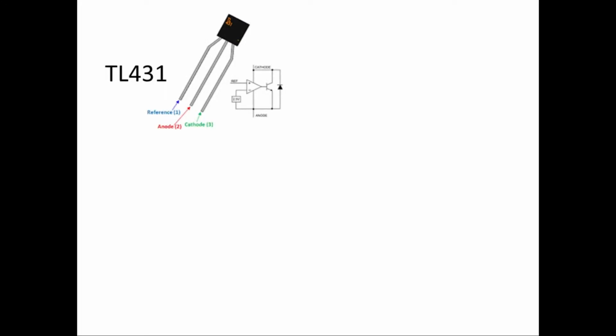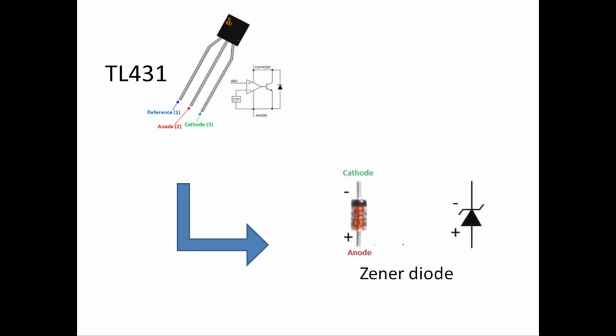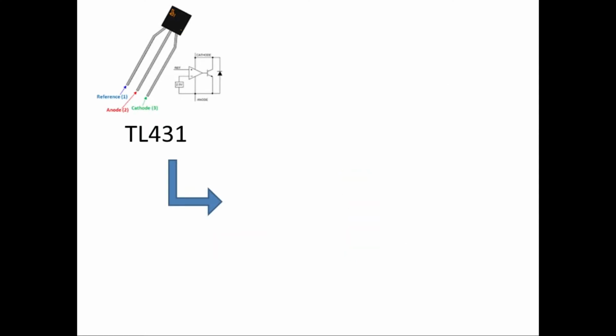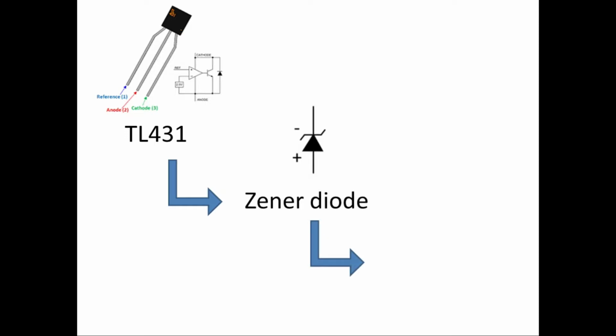So let us start. TL431 is essentially a Zener diode with a variable or programmable reference voltage. Before understanding the working of TL431, it is important that we know the working of a simple Zener diode. And before understanding the working of a simple Zener diode, let us first understand the working of a normal PN junction diode. We will not go into the construction of a PN junction diode, rather we will start with the operation of PN junction diode.